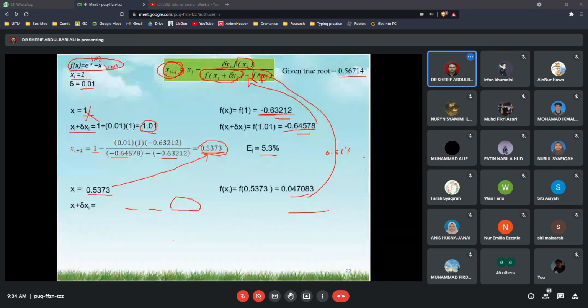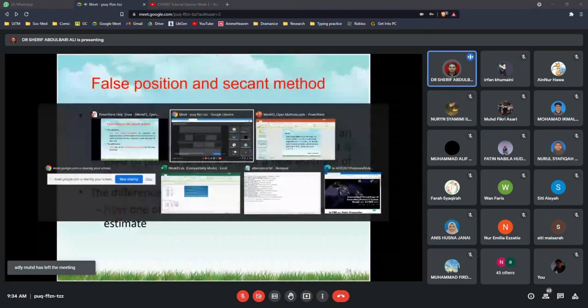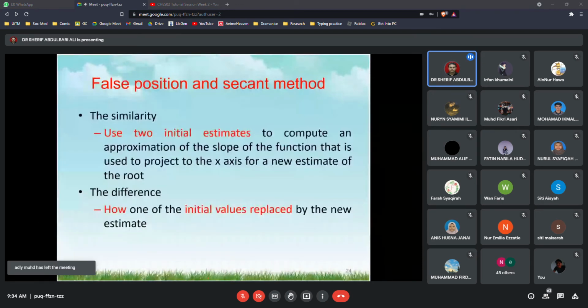So now you already know about bracketing methods and open methods. What's the advantage of using the bracketing methods? We are saying that the good thing about using the bracketing methods is that they always converge. Why? Because the root is actually between the two initial values.